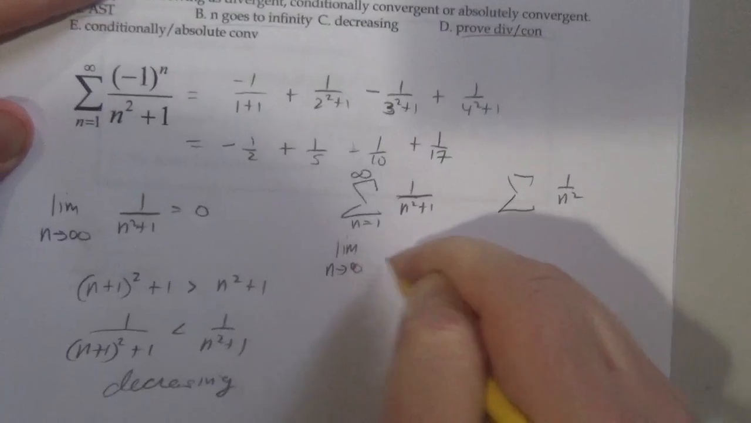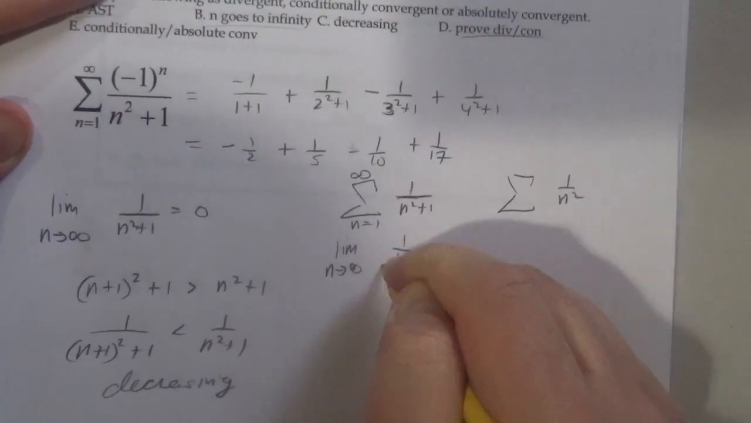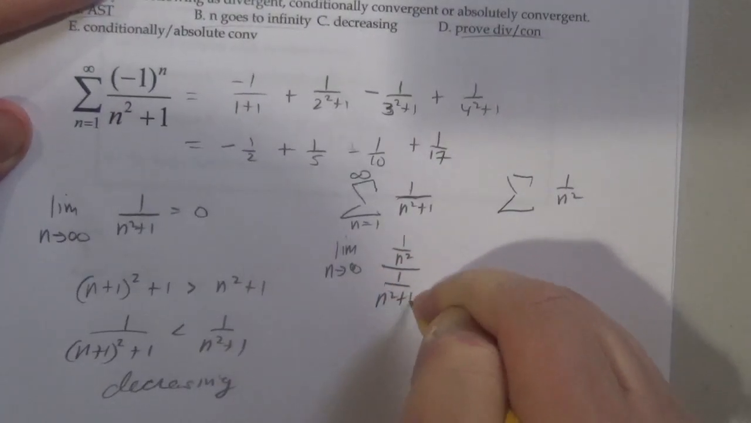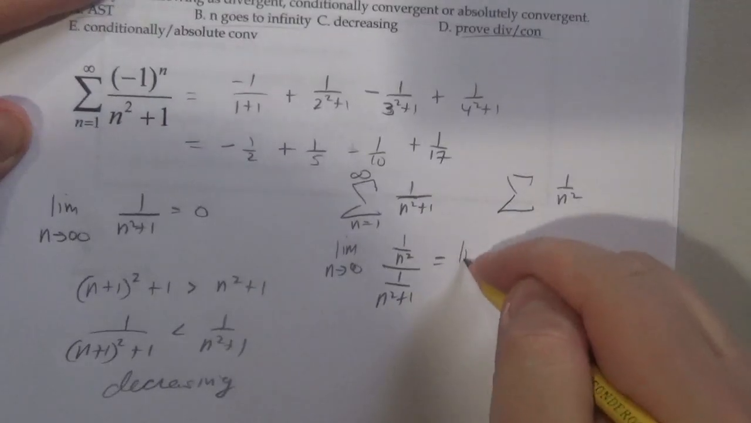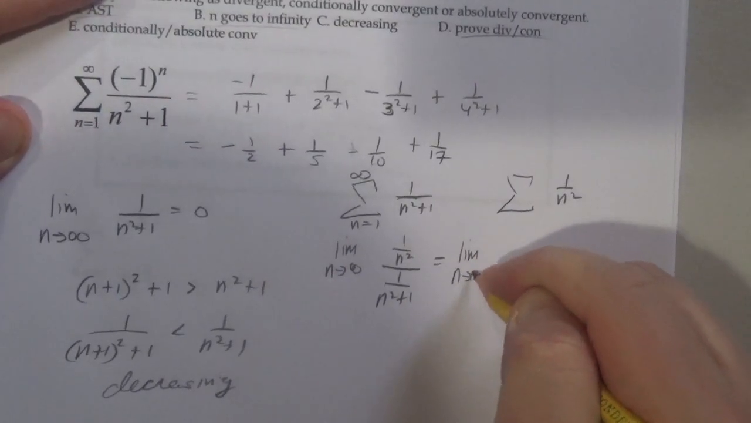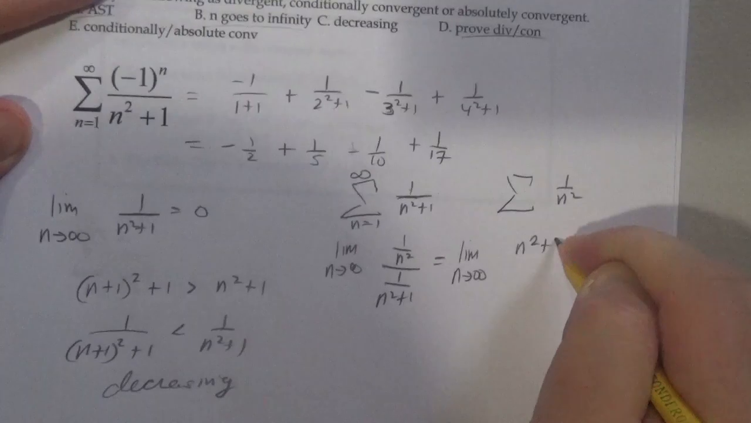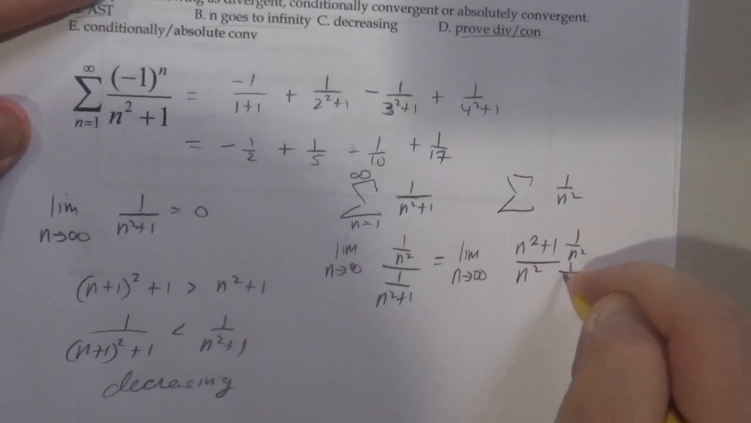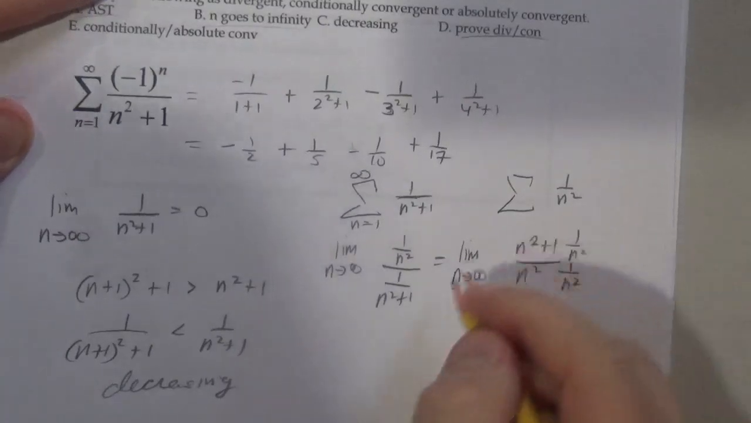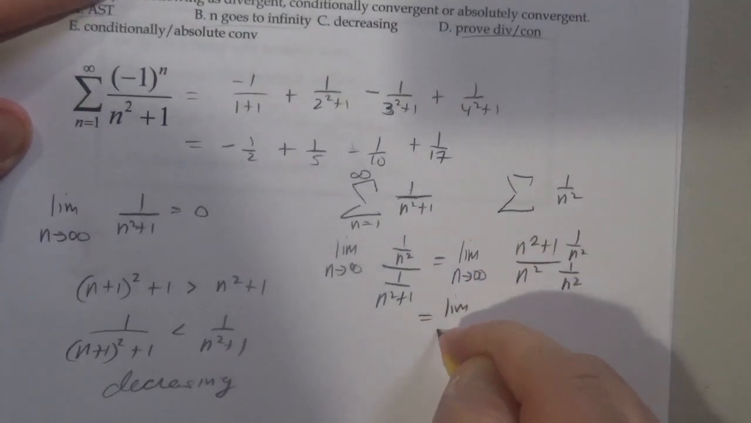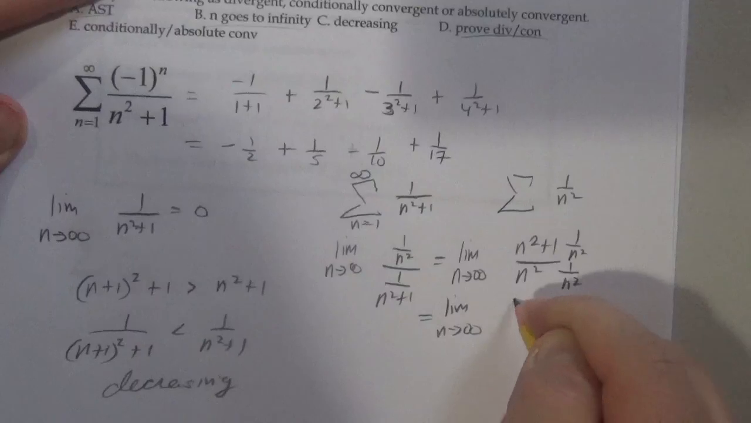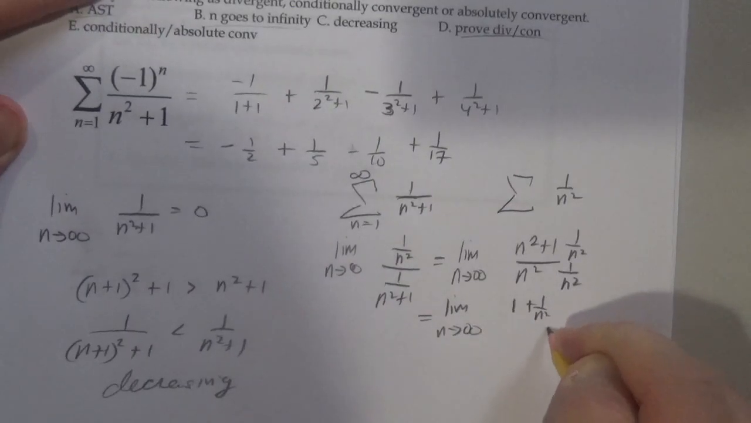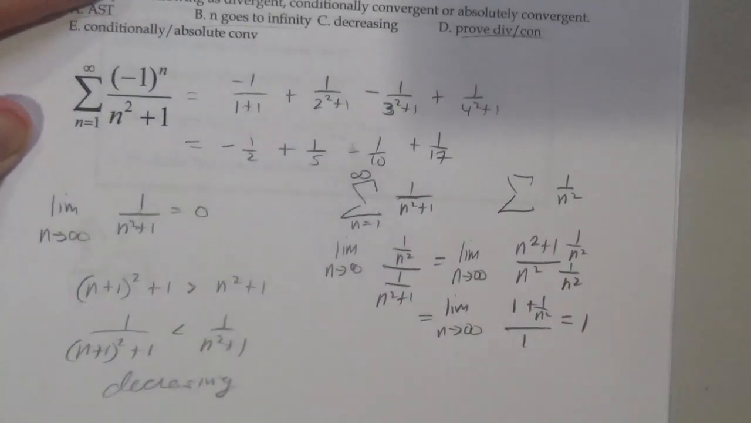So limit as n goes to infinity of 1 over n squared plus 1, over 1 over n squared. I flip and multiply. I get n squared plus 1 over n squared. Multiply top and bottom by 1 over n squared. I get the limit as n goes to infinity of 1 plus 1 over n squared over 1, which equals 1.